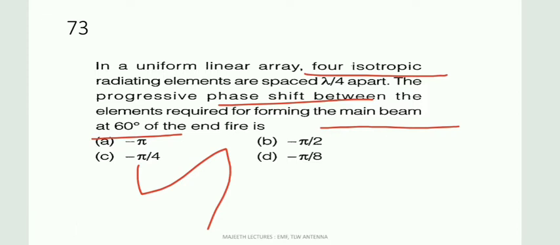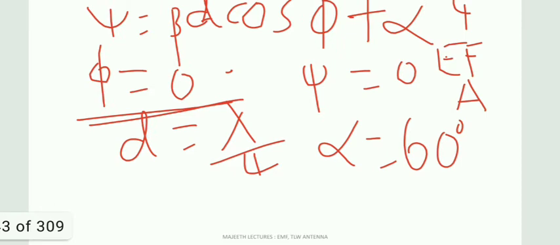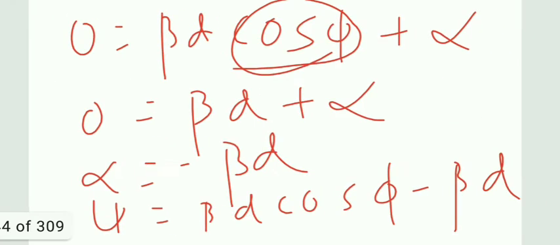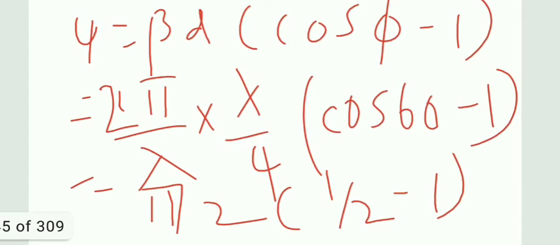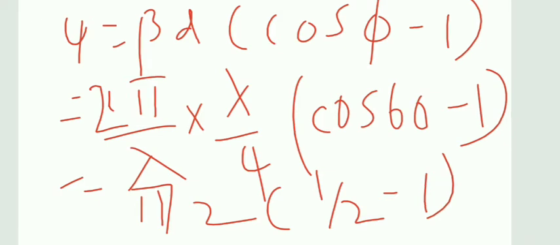So what they have given, end fire array which has 4 elements spaced by d is equal to lambda by 4 and the beam angle is 60 degree. So first we find the equation for end fire array. So that is given by psi is equal to beta d cos phi minus beta d. Beta d I have taken outside. So substitute the values and we get the answer. So progressive phase shift is minus pi by 4.